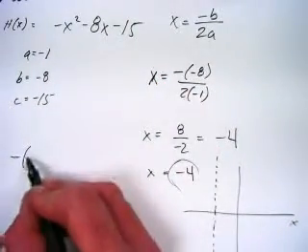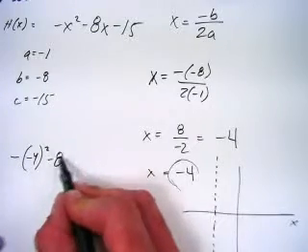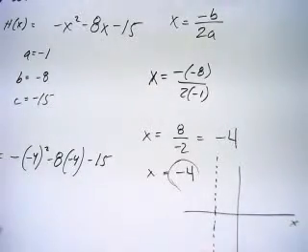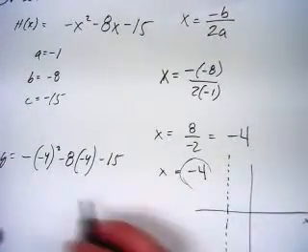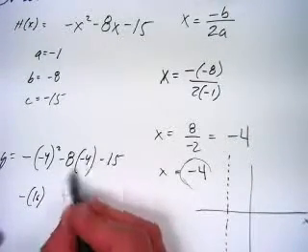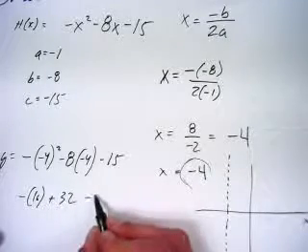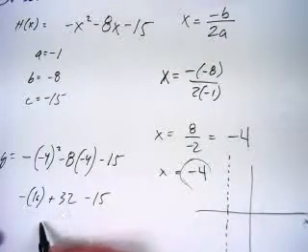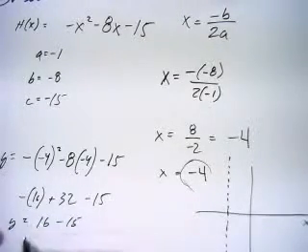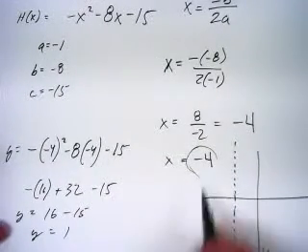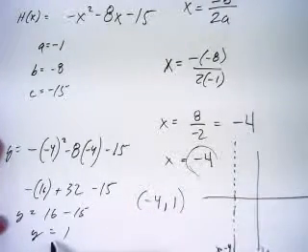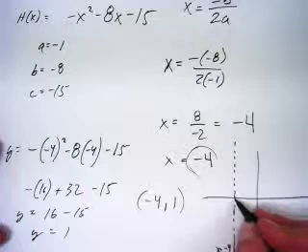So now I have negative 4 squared minus 8 times negative 4 minus 15. This is going to be the y-coordinate of our vertex. We've already found the x-coordinate of it, negative 4. So I do negative 16. Negative 8 times negative 4 is plus 32 minus 15. Negative 16 plus 32 is 16 minus 15. So y equals 1. So our vertex is negative 4, 1. We got negative 4 up here, and then we plugged it back in to find y. So our vertex is negative 4, 1.